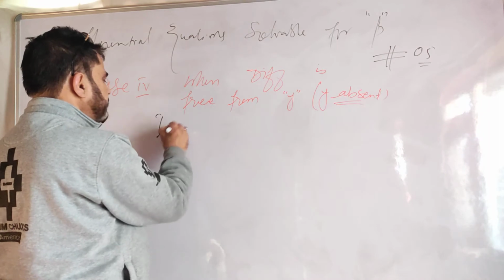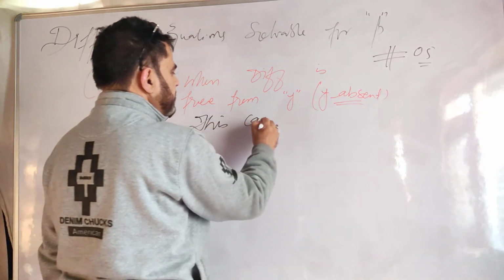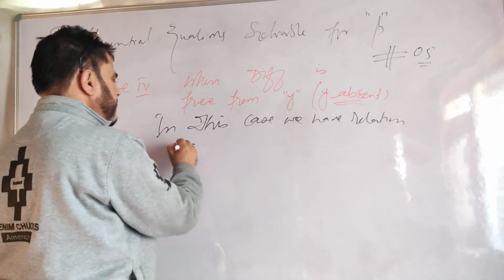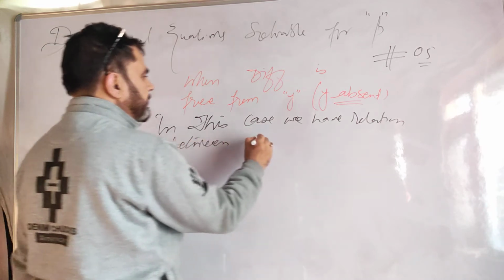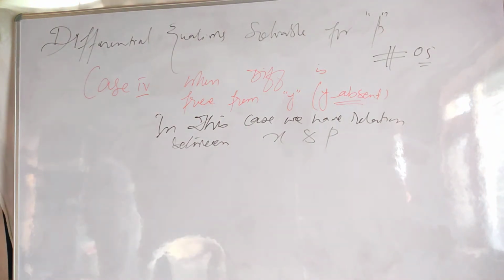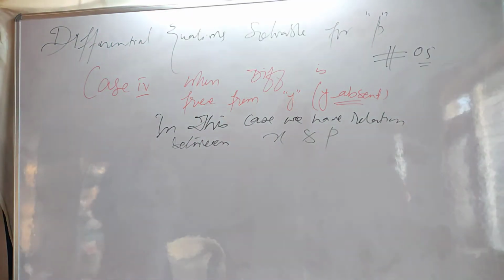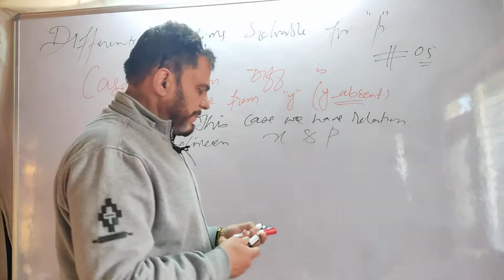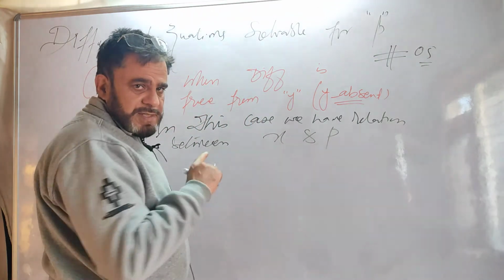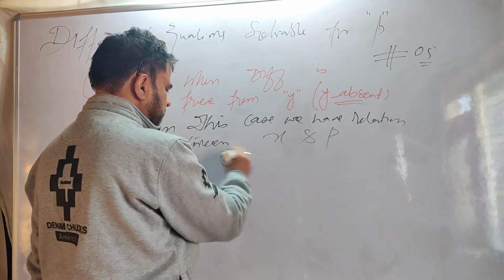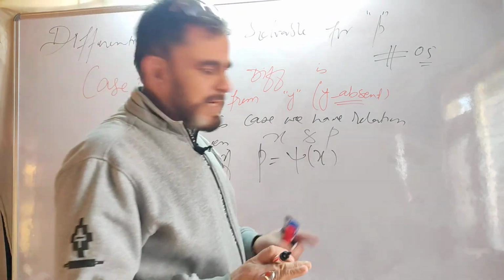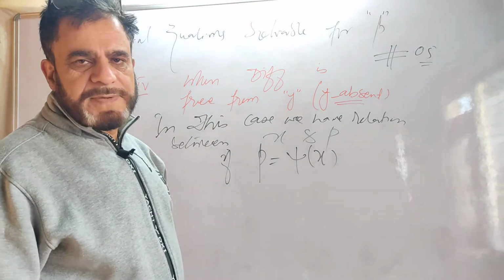In this case we have a relation between what? Between X and P. Now this relation can be of two types. Number one, subcase in this fourth case, if P is some function of X, because there is the relation between X and P.